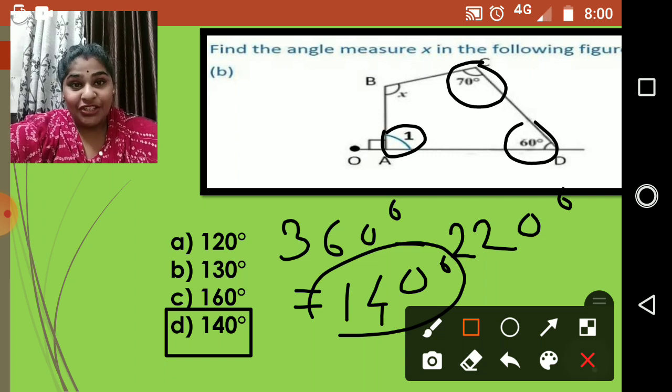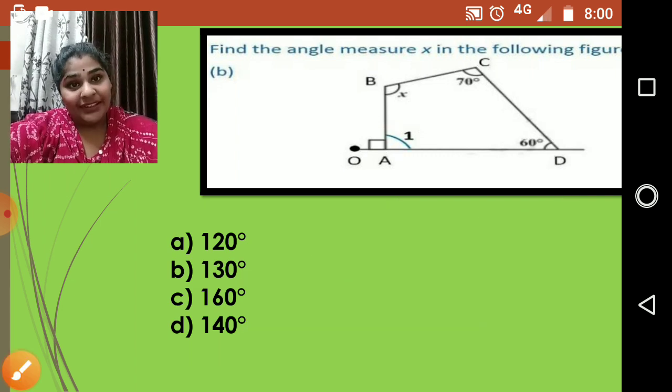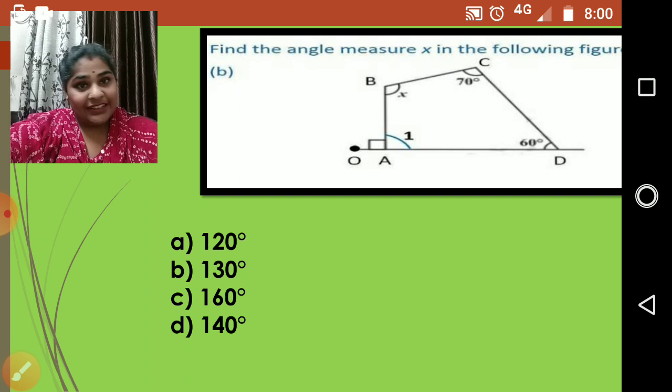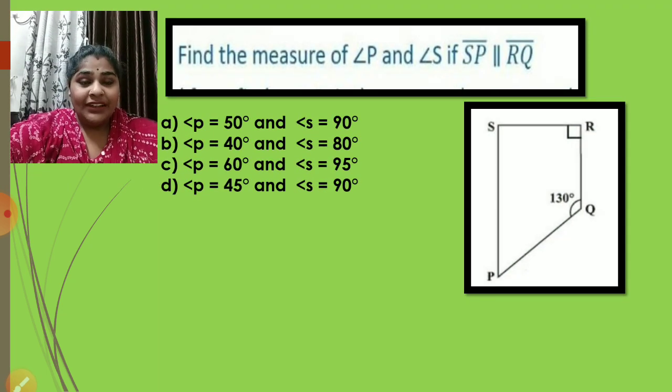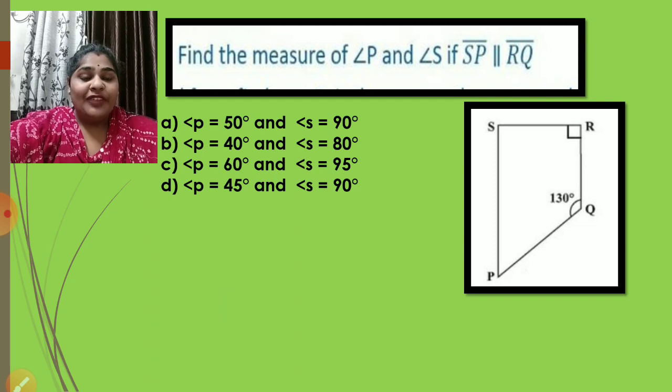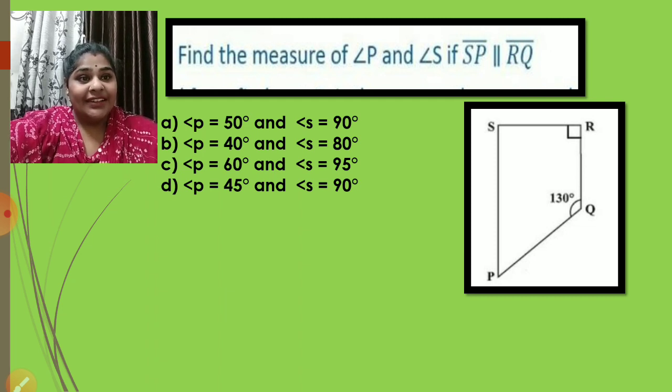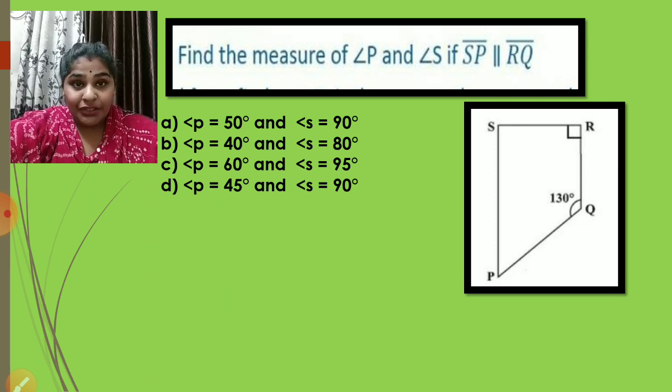I hope this is clear, children. So you have to first solve in the rough and then find the answer and select the correct option. Let us proceed. Find the measure of angle P and angle S if segment SP is parallel to segment RQ.